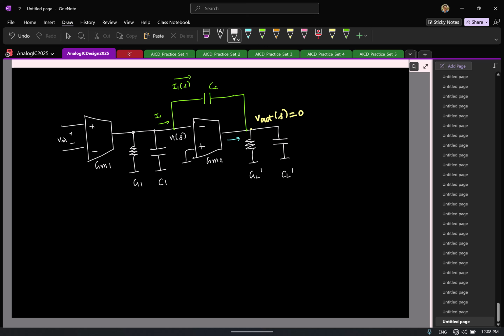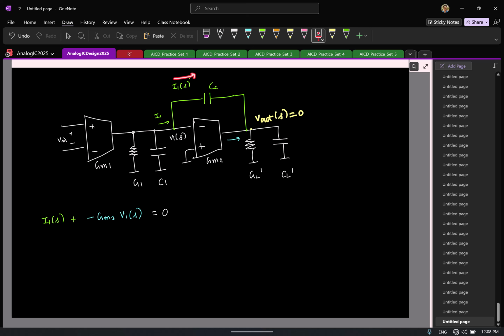So let me write the current. So first I have the capacitor current I1 of s plus this current. How much is this current? Minus Gm2 times V1. The sum of them will be equal to zero, right? And remember, this voltage is V1 of s. This voltage is at 0. This is the current I1. So what can you say about V1 of s then in terms of the current?